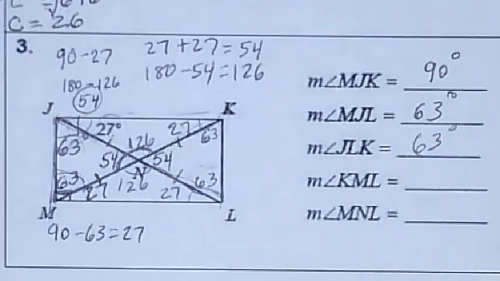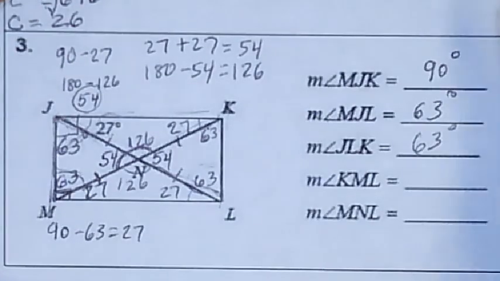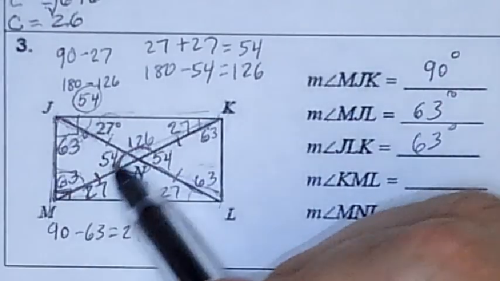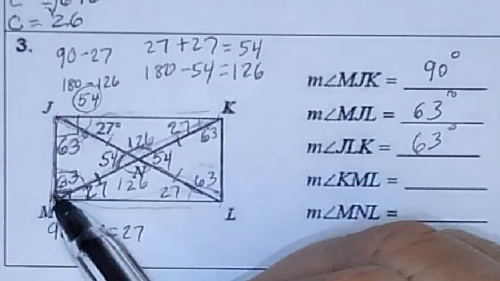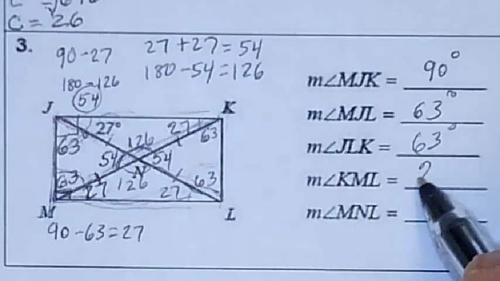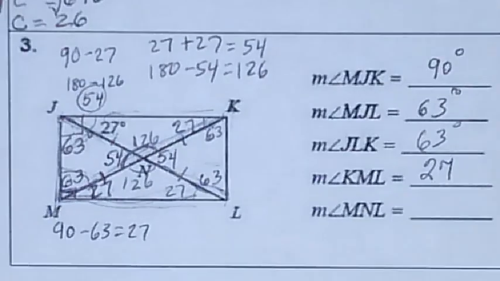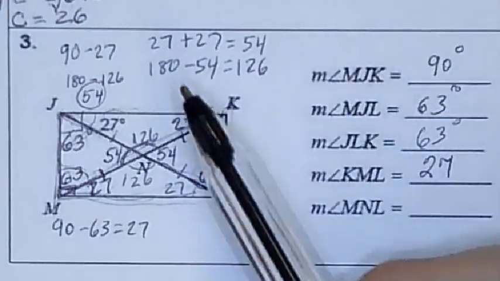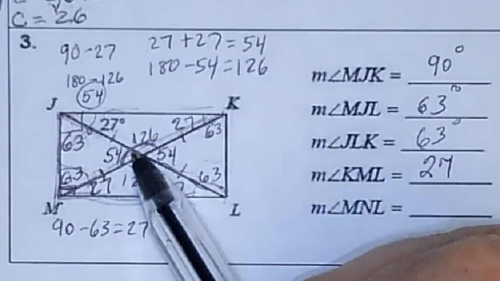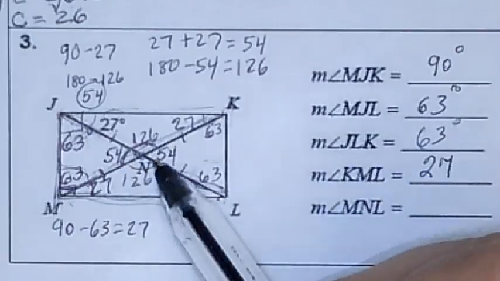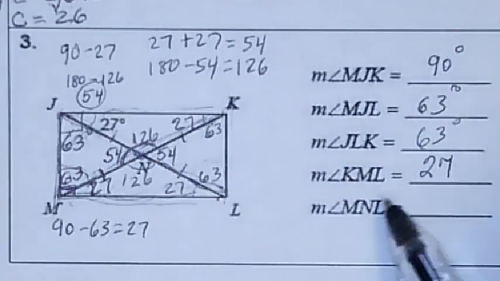Oh, how about KML? So we start at K, go to M, and go to L. So K to M, M to L. Which angle's in there? You guessed it, 27. Finally, MNL. Well, from M to N to L. That's this angle right here, which we already found to be 126 degrees. We're done.